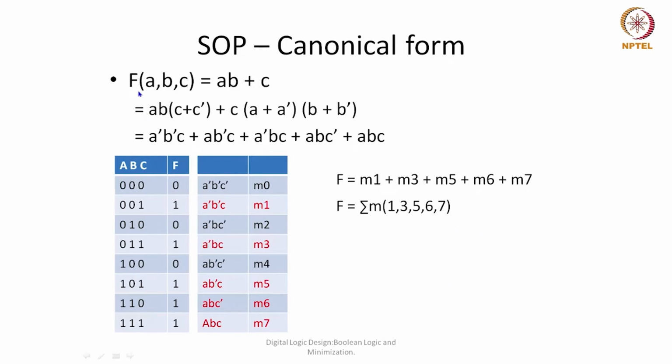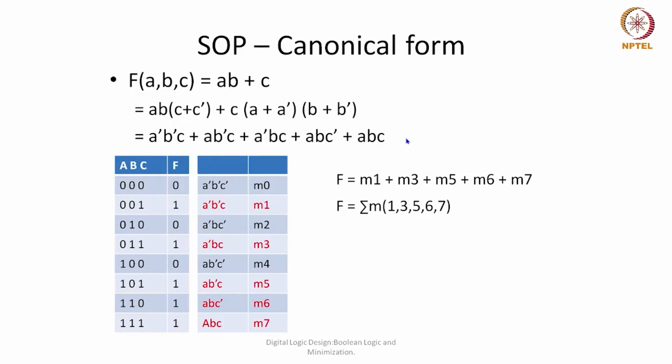So this function f in a canonical or standard SOP form can be represented like this, which is also equivalent to expressing it in terms of variables like this. Okay, so this is one of the canonical forms, which is sum of products.